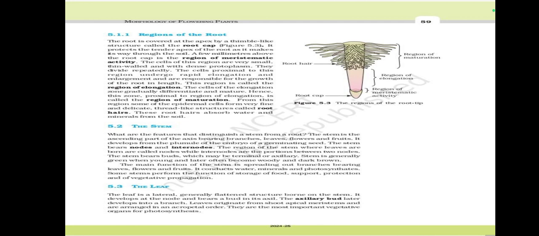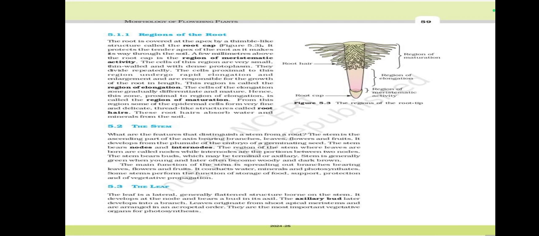The stem bears buds, which may be terminal or axillary. The stem is generally green when young and later often becomes woody and dark brown. The main function of the stem is spreading out branches bearing leaves, flowers, and fruits. It conducts water, minerals, and photosynthate. Some stems perform the function of storage of food, support, protection, and vegetative propagation.